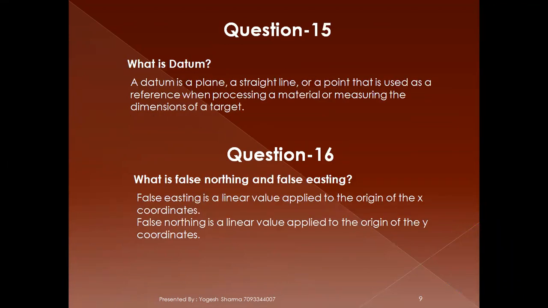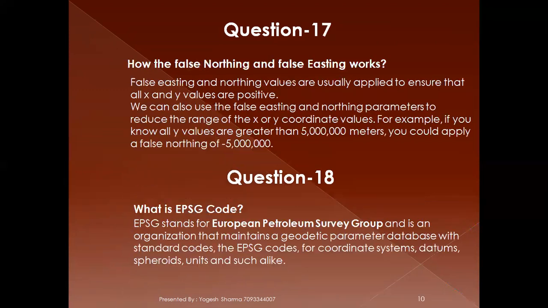What is the datum? A datum is a plane, a straight line, or a point that is used as a reference when processing a material or measuring the dimension of a target. What is the false northing and false easting? False easting is the linear value applied to the origin of the x coordinate. False northing is a linear value applied to the origin of the y coordinate.